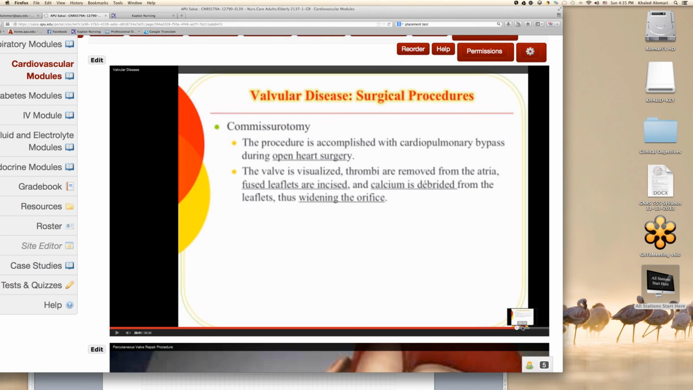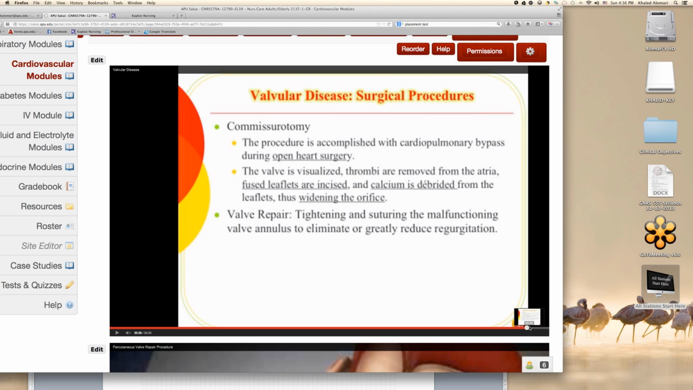Okay, the other procedure is the commissurotomy, and that's where there's an open heart, of course. Here, if there's any calcification, we can debride it, we can remove it. If the leaflets are fused together, or if the problem is leakage because of insufficiency and so on, this is basically how we can increase the width of the orifice. Okay.